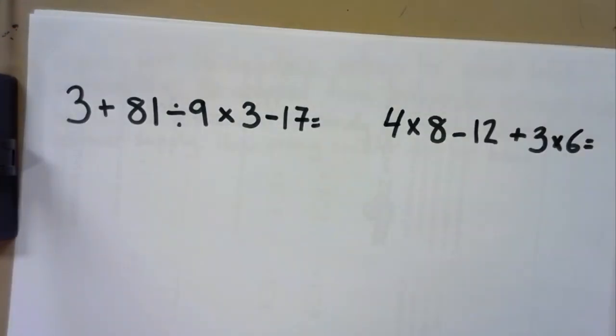Let's take a look at a few more. 3 plus 81 divided by 9 times 3 minus 17.